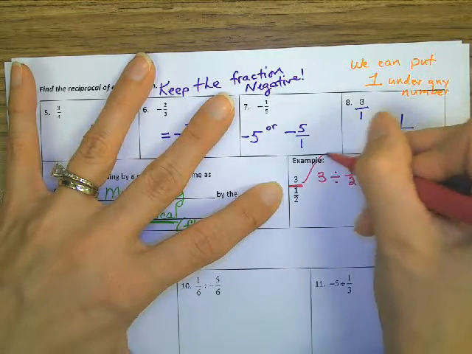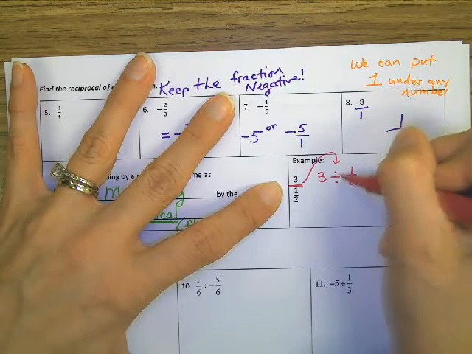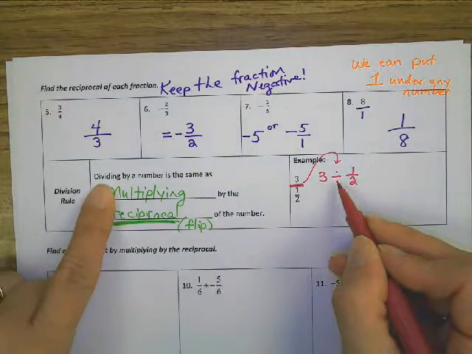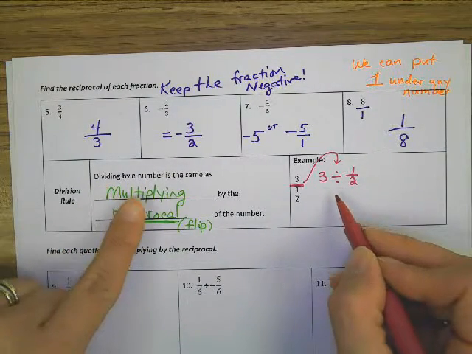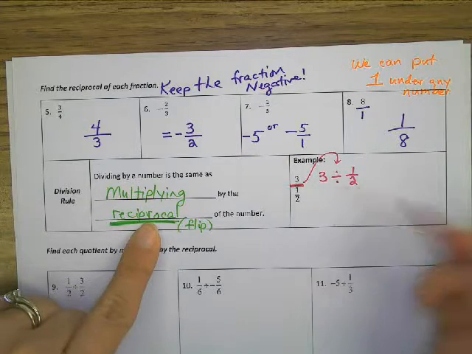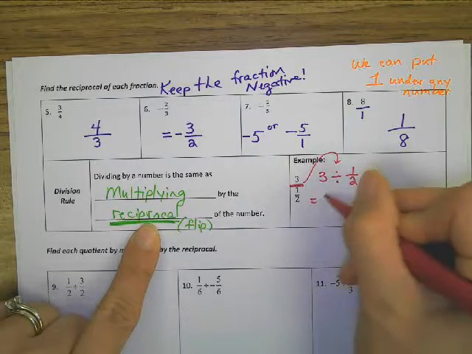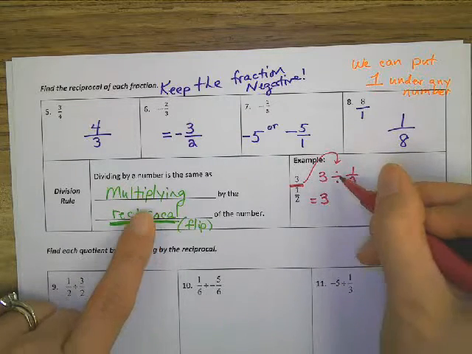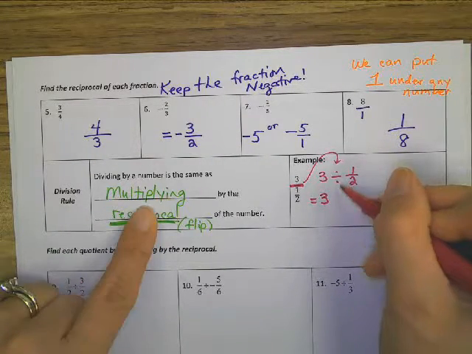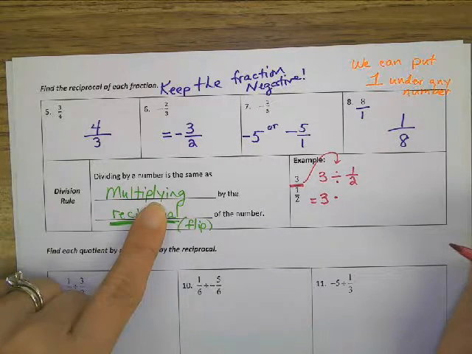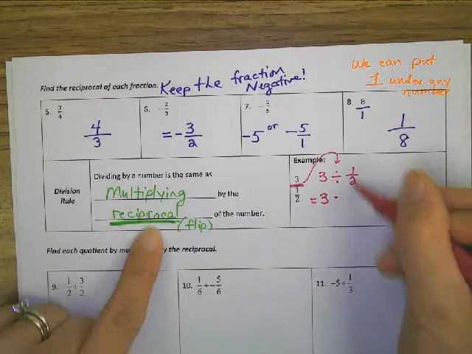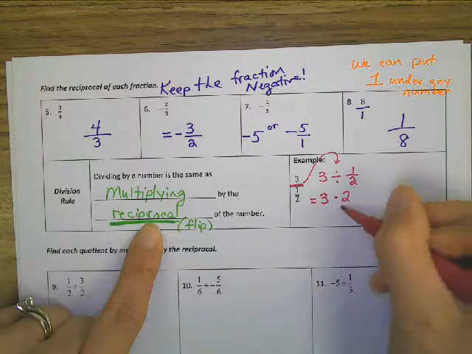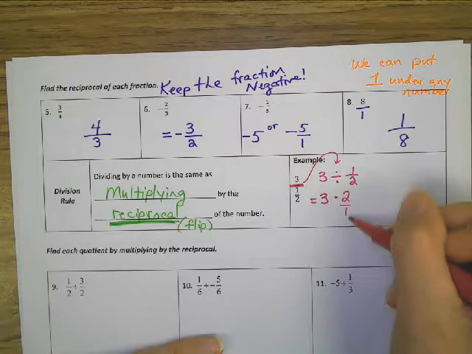Now the rule says dividing is the same as multiplying by the reciprocal. You may have done this before in your life. Your teacher might have said, okay, the first number you keep the same. The divide sign turns into the multiply sign. And then you reciprocate, or you flip, the 2 over 1, which is just a 2. So 3 times 2 is 6.